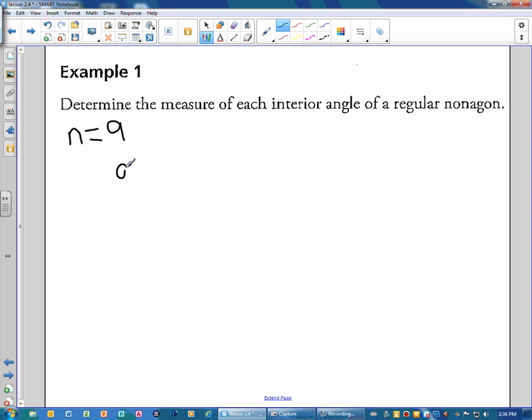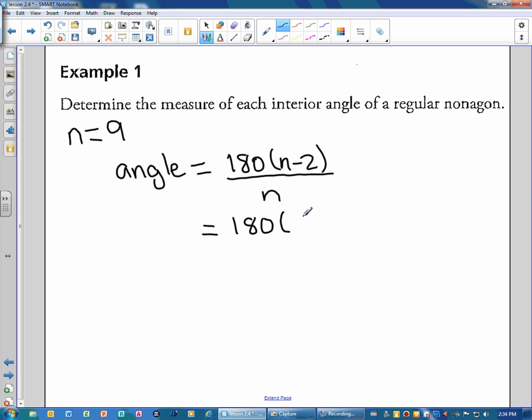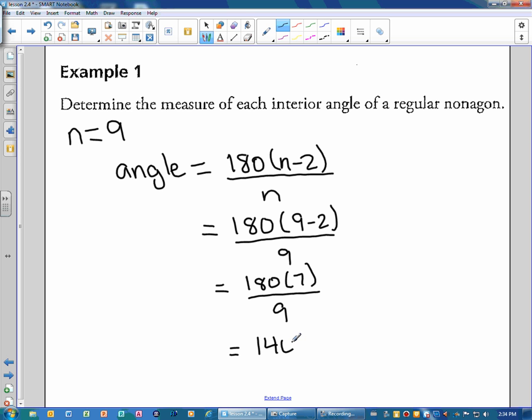So the way that you can calculate each angle is use the formula 180 times n minus 2 over n. And you're just going to substitute in n. So we'll have 180 times 9 minus 2, because n was 9, over 9. Okay, and so in your calculator, you'll take 180, you'll multiply by 7, and divide by 9. So every angle in a nonagon measures 140 degrees.